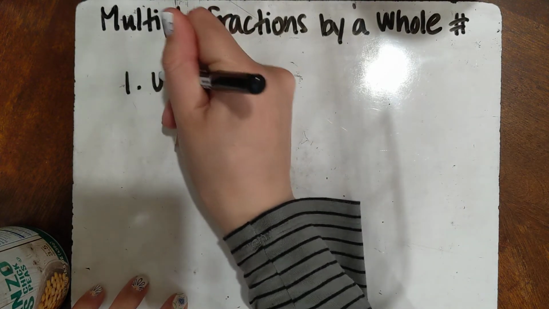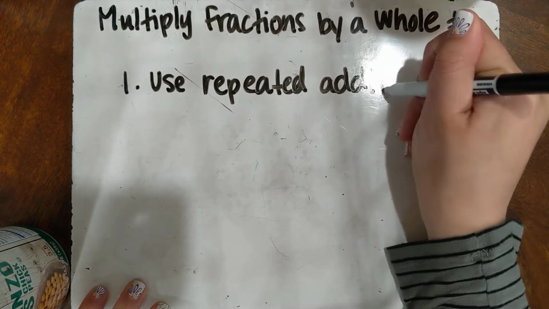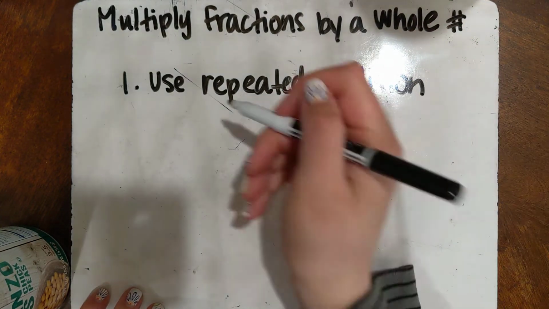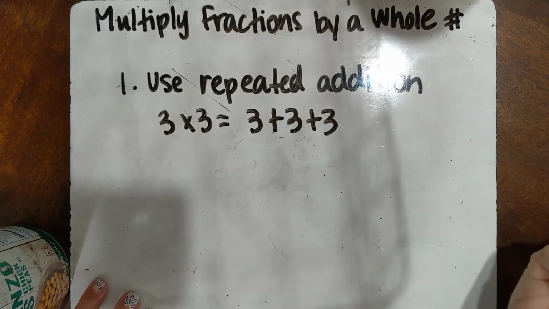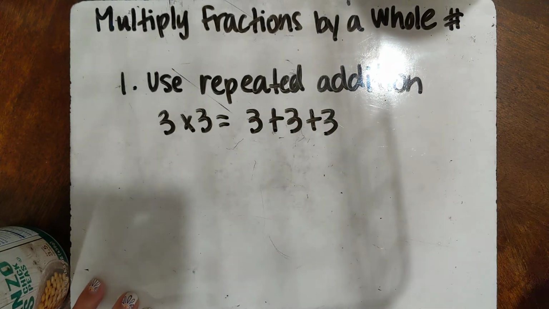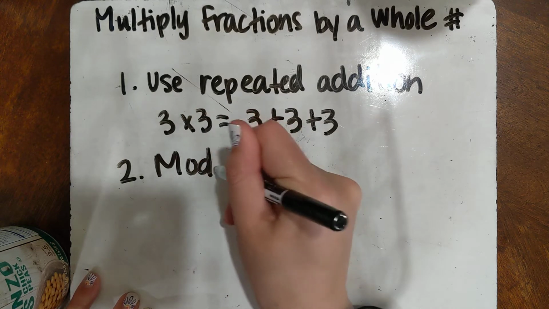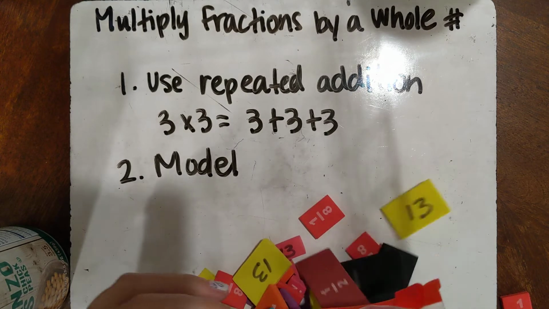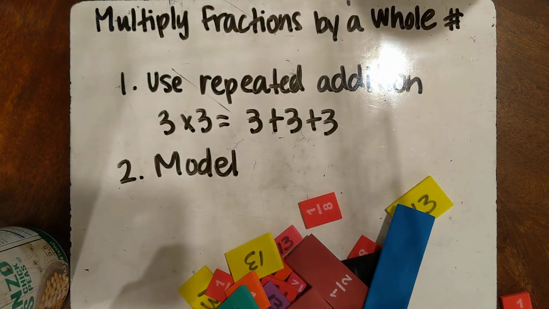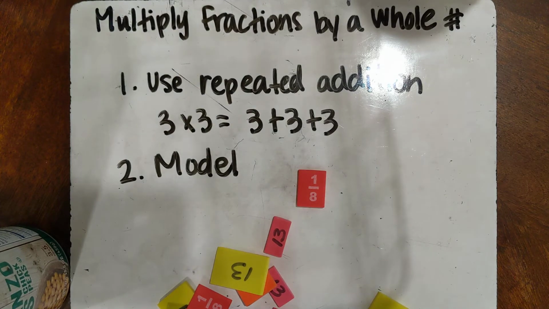We could use repeated addition, right? Because we know multiplication is just repeated addition. If I say 3 times 3, that's equal to adding 3 three times. What number? How many times we repeat it? Then the other way that we could do it is a model. And I have some fraction tiles. You, however, can log onto MyMath and use the virtual ones in the tools section, okay? But I'm gonna use these little guys. You can find them on MyMath in class link.